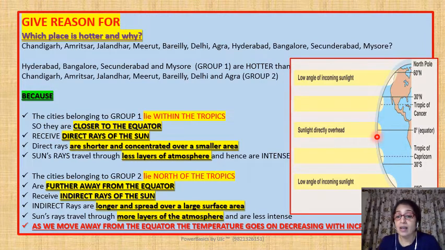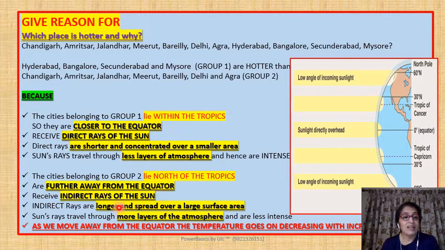So cities lying in the tropics are closer to the equator. So they experience more intense rays of the sun directly overhead, passing through lesser layers of the atmosphere, shorter and concentrated rays of the sun. Cities belonging to group 2 lie north of the tropics in the temperate zone. They are further away from the equator. They receive indirect rays of the sun.